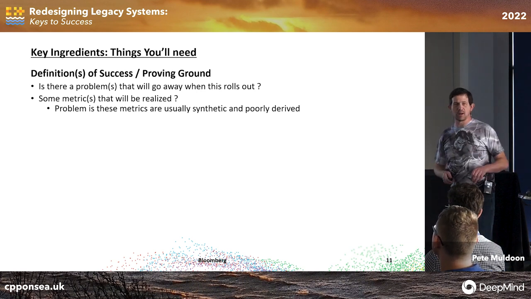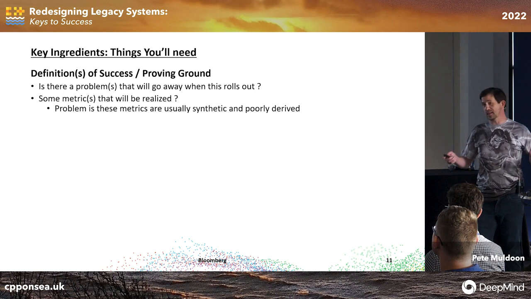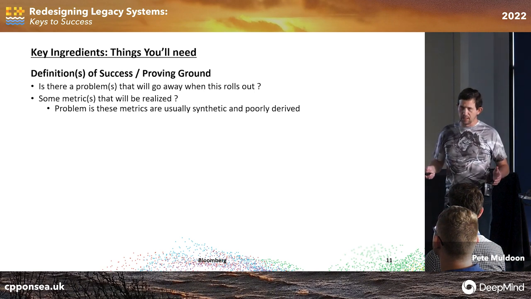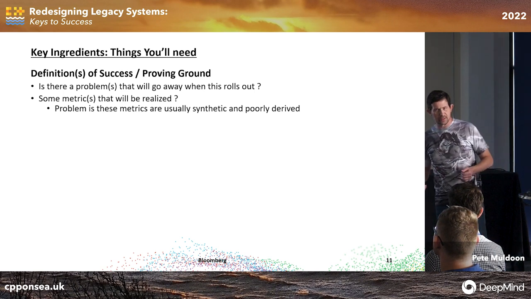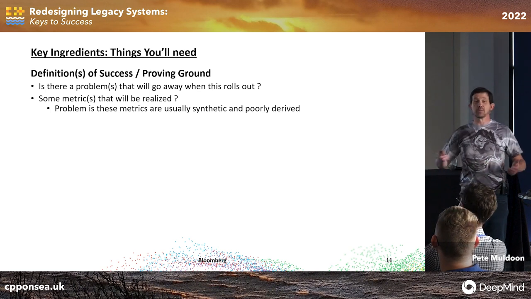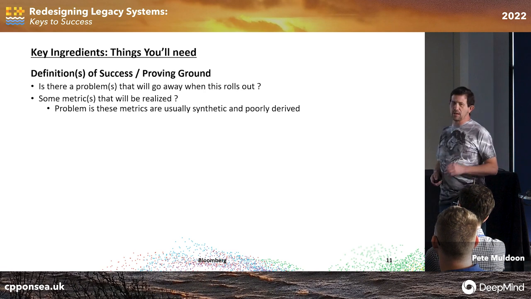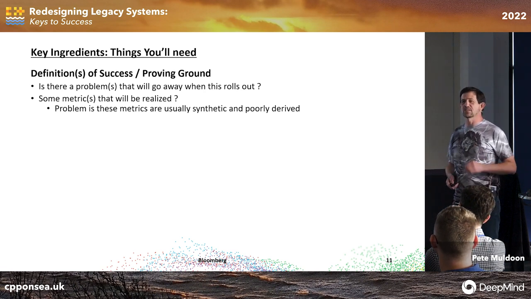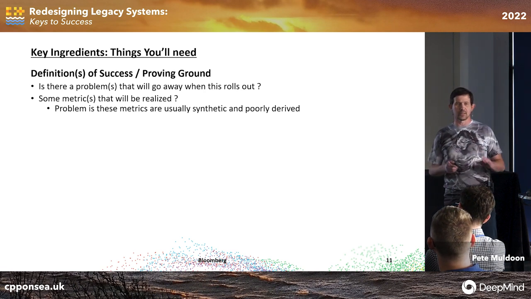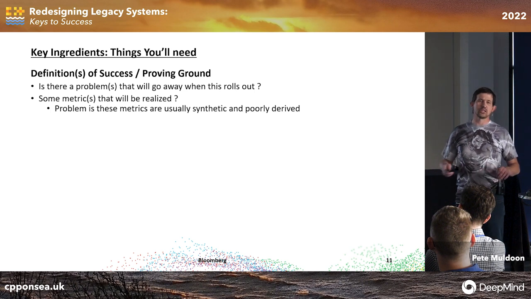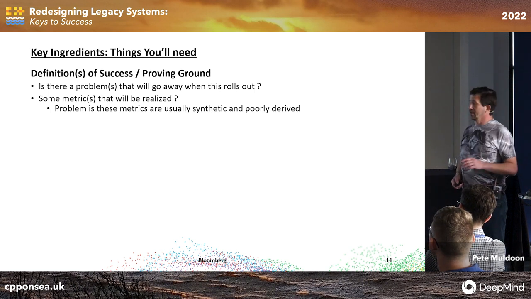Right. So is there a problem that will go away? And that's the best measure of success. There's a problem. There's a throughput problem. There's reliability problems, it's crashing a lot, stuff that you can say, this will go away when I'm done. It's clear, it's observable. You can show it to anybody. They don't need to be a computer engineer to understand what's going on.